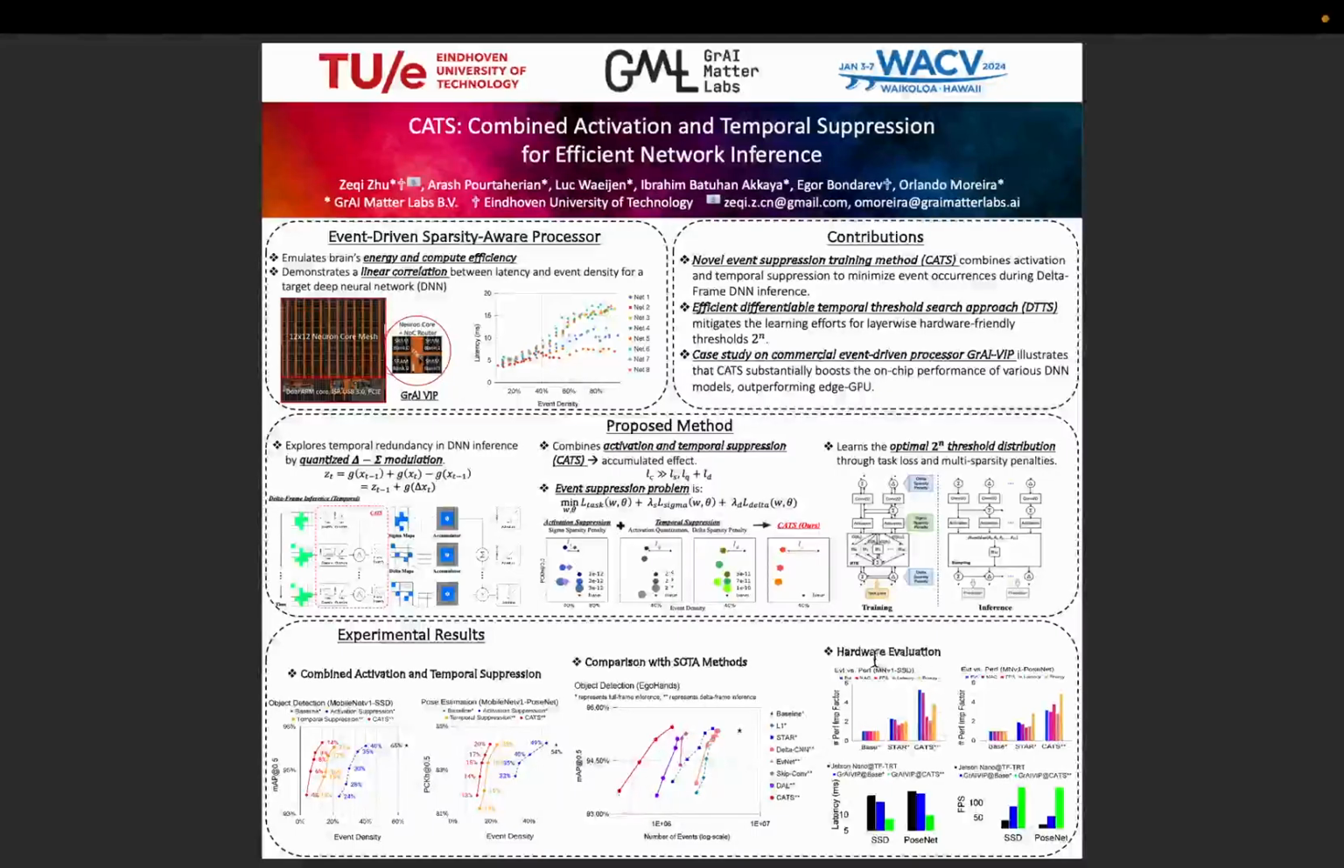Finally, the charts under the hardware evaluation here demonstrate event suppression in CATS models alongside their performance advantage in FPS, latency, and energy over their standard-trained counterparts, which are named the base in the charts, and SOTA method star optimized counterparts. This shows that the event suppression gains from CATS can be effectively translated into performance gains on real-world hardware.